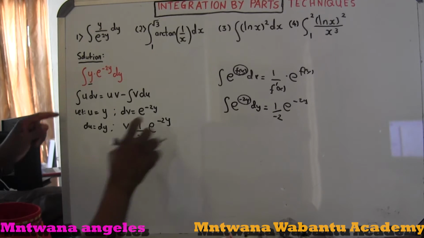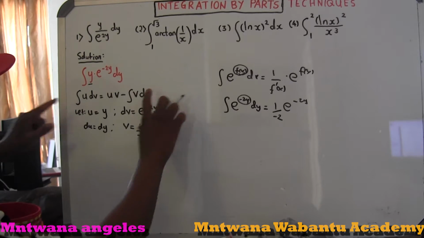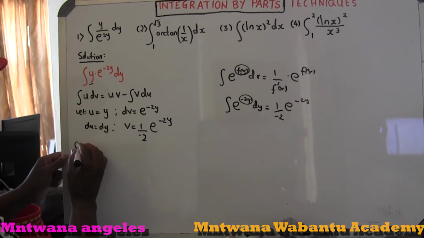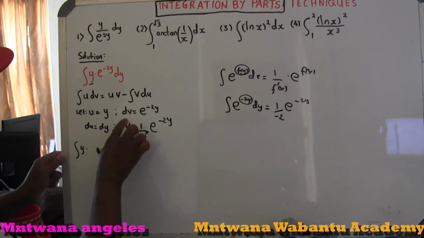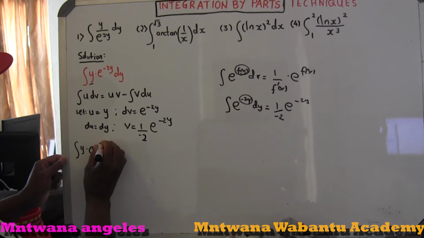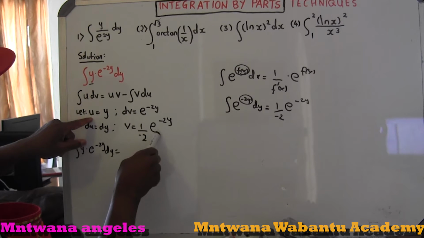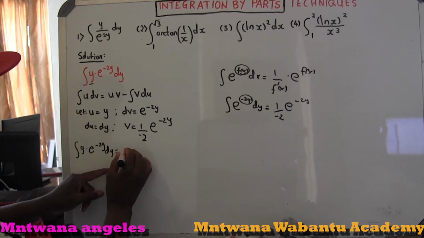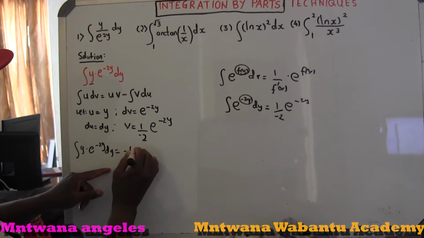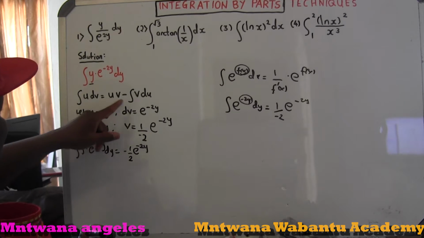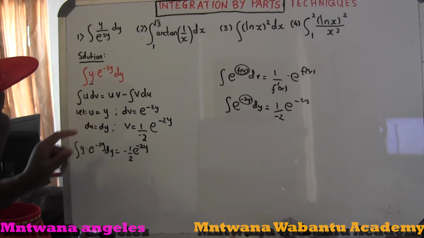Now we substitute back into the formula. So the integral of u dv: what is our u? u equals y, and dv equals e^(-2y) dy. Now u times v: v is negative a half e^(-2y), so we have negative a half, and u times v gives y here.